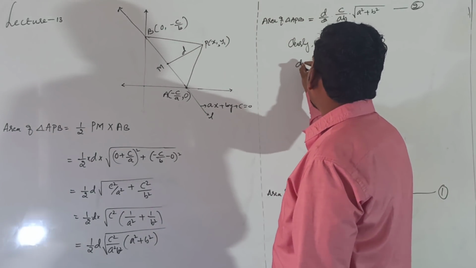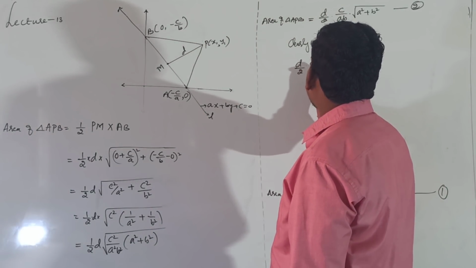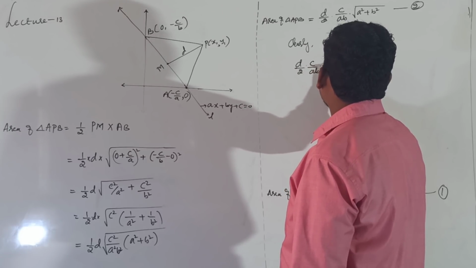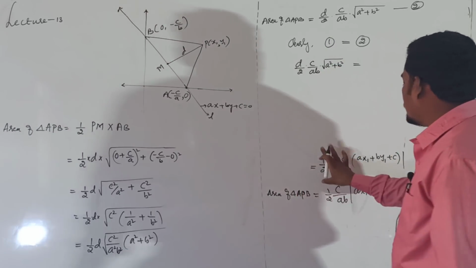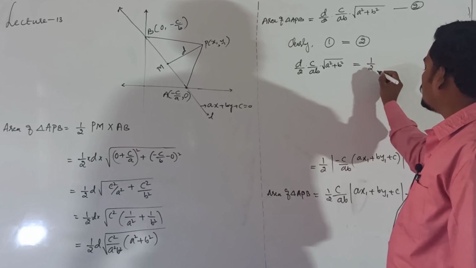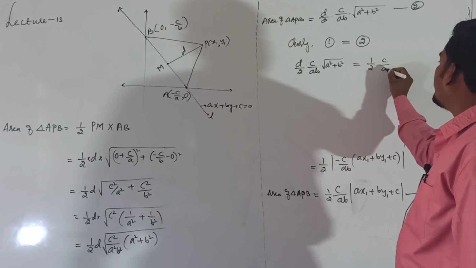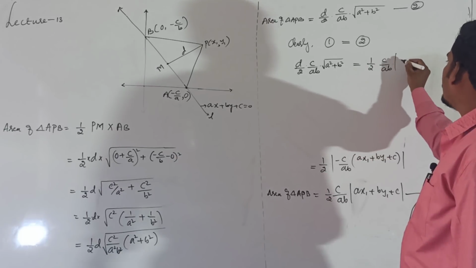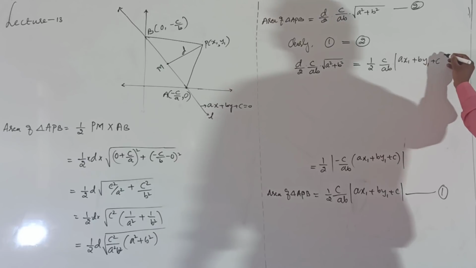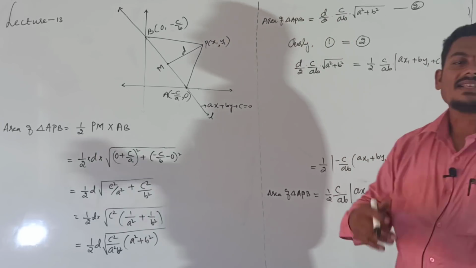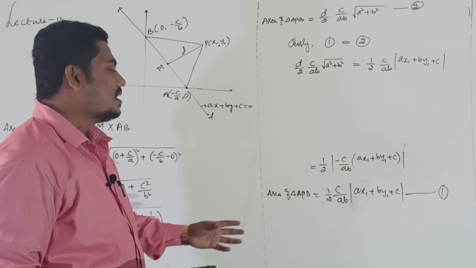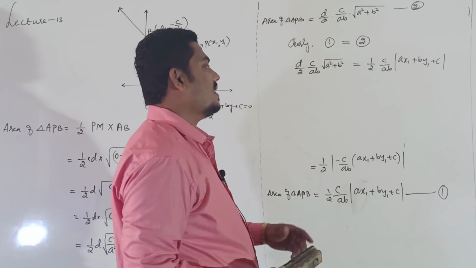Hence d divided by 2 into c divided by ab into square root of a square plus b square is equal to this expression: 1 by 2 c divided by ab into modulus of ax1 plus by1 plus c, right? Because the LHS expressions are equal, the RHS are also equal. From 1 and 2, clearly LHS is the same as RHS.